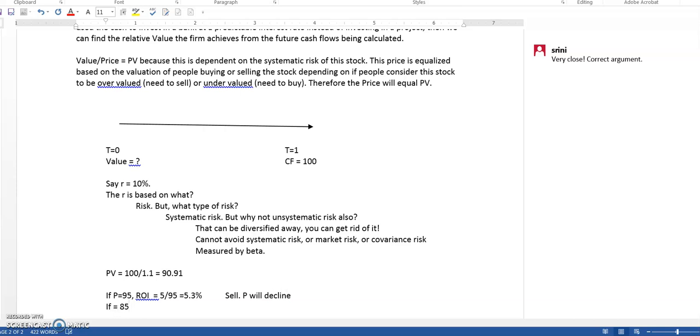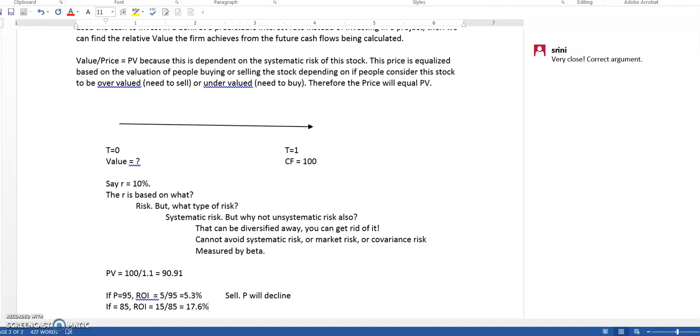So it declines all the way down to 85. Then what's my ROI, my return on investment? So that equals, I'm going to get a return of 15 on an investment of 85. So that should equal 17.6%.